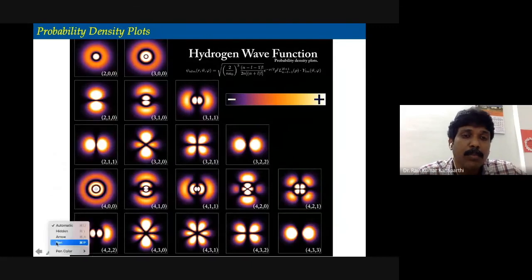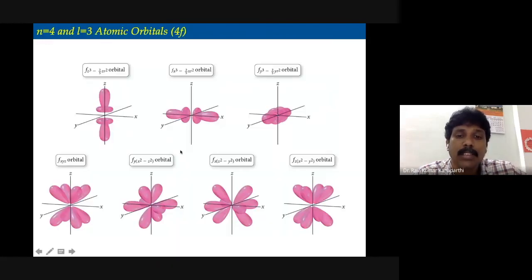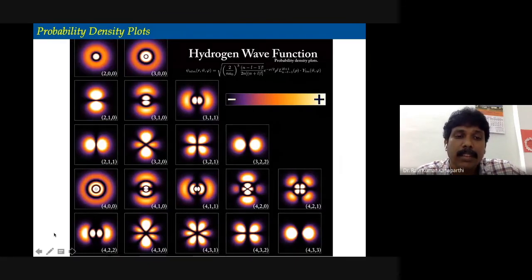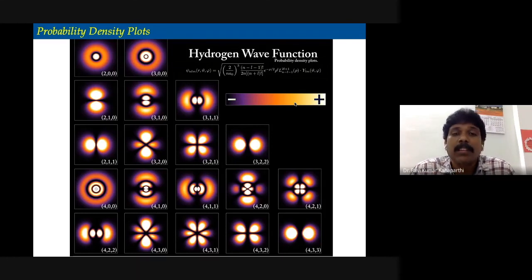So starting from 2s to 3s, and then 2p orbitals, and also 3p orbitals, and 3d orbitals. Right, these are the 3d orbitals, and then 4d orbitals. So everything is basically plotted here. So how do we understand these things? Well, there is a scale bar. You can just look at this scale bar first to understand how the wave functions vary with space.